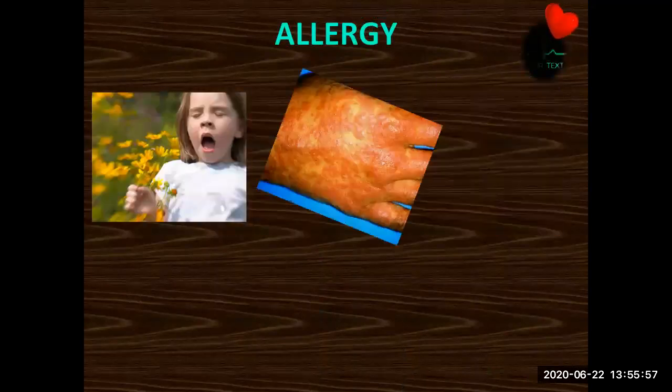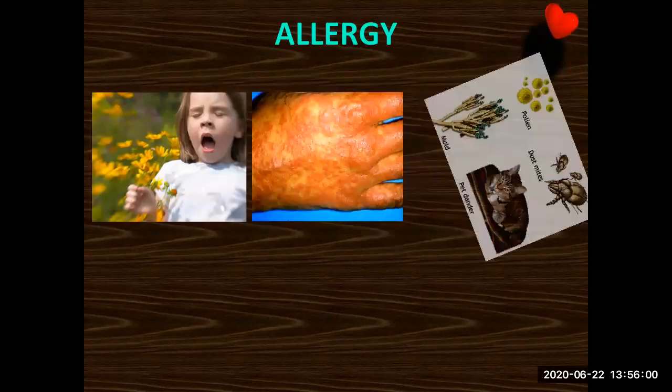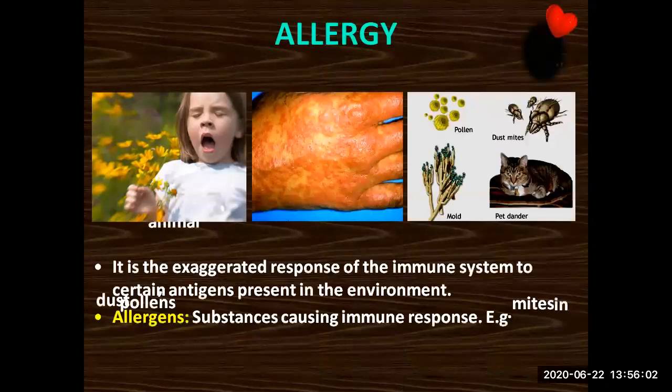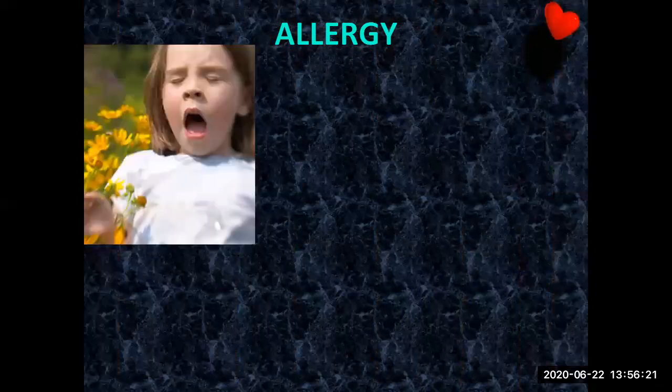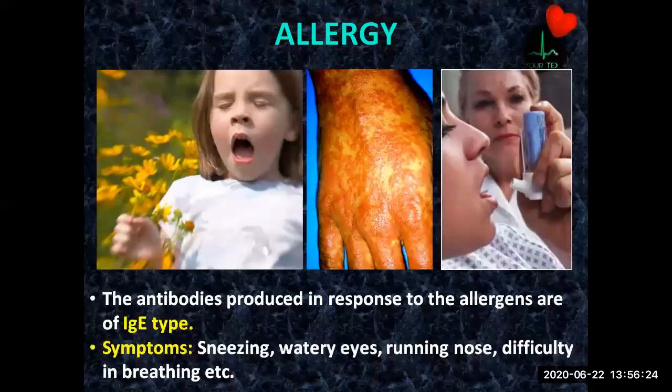Okay, allergy also plays a vital role in examinations, as part of the immune system. Allergy is an exaggerated immune response of the immune system to certain antigens present in the environment. Allergens are substances which cause the immune response, like mites in the dust, pollen, animal dander, the fur of the animals. This is an important point to be noted down. The antibodies produced in response to the allergens are of IgE type, IgE. Symptoms are sneezing, watery eyes, running nose, difficulty in breathing.